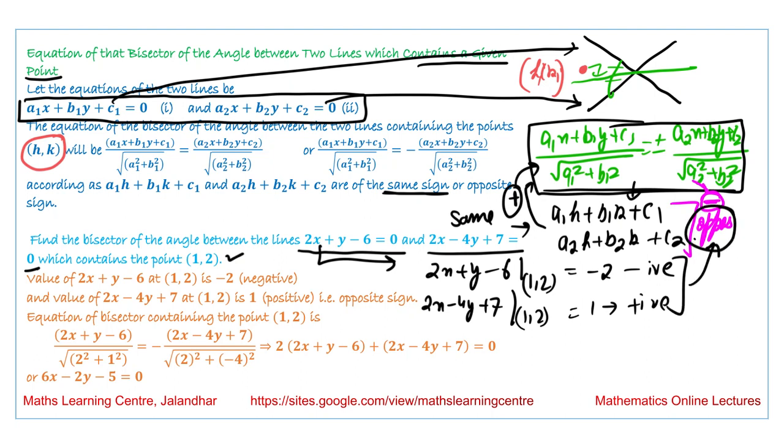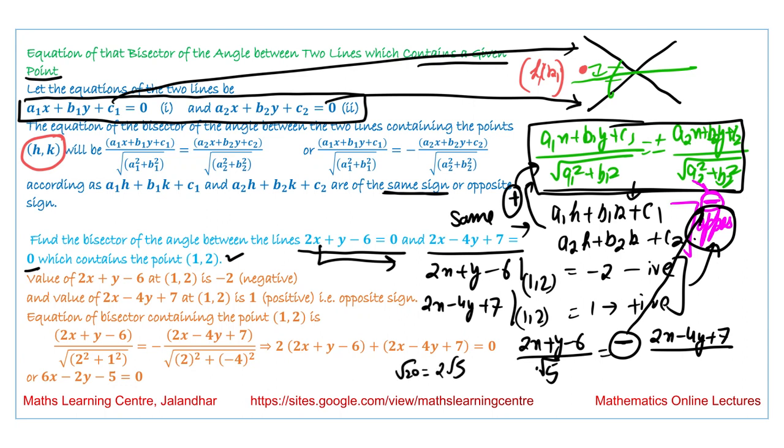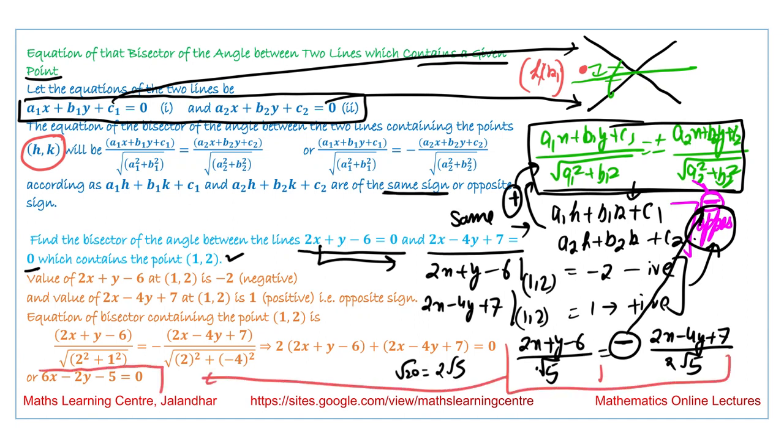So the equation of the line we will have is (2x plus y minus 6) divided by root 5, this value being the square root of 5, equal to, with a minus sign over here, (2x minus 4y plus 7) divided by the square root of 4 plus 16, that is root 20, which we can write as 2 root 5. So on solving this equation, the equation we have is 6x minus 2y minus 5 is equal to 0.